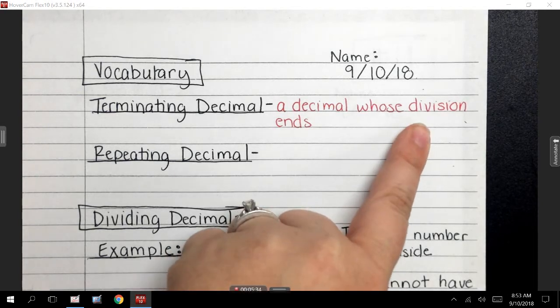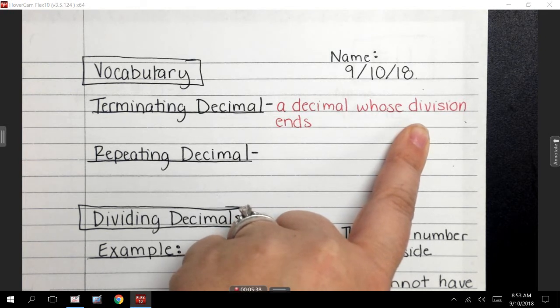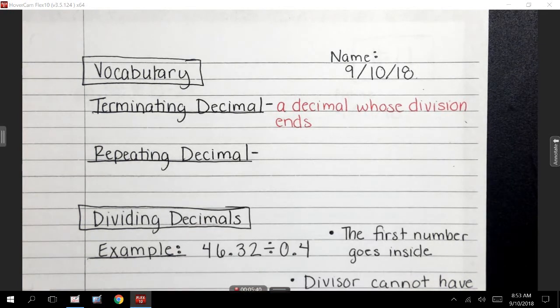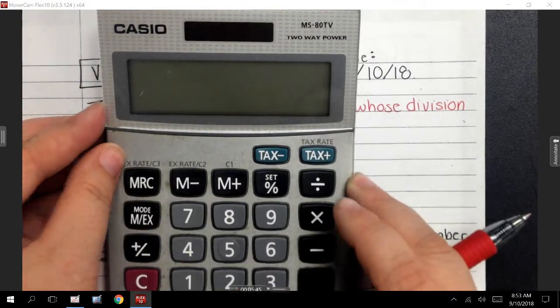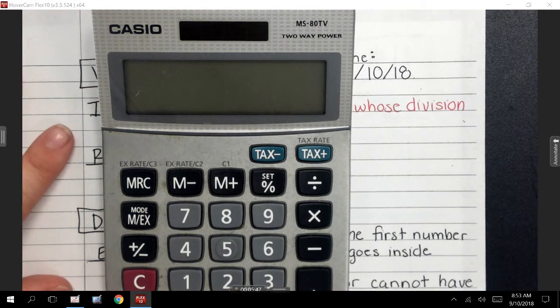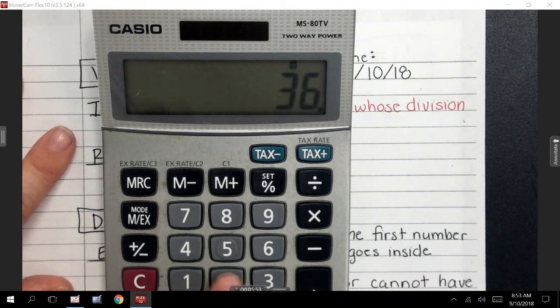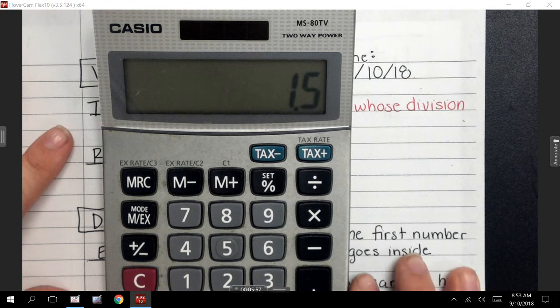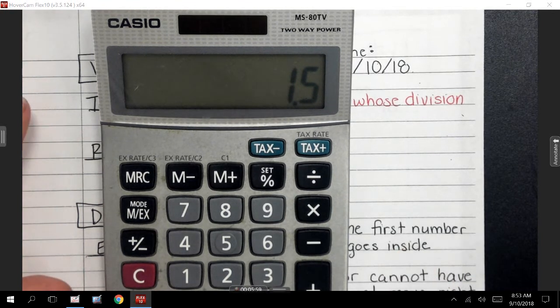On division, it might not end right away. It might not end at all. So we're going to talk about that, what's going to happen there. Some of us might not even realize all these decimals that we're working with come from division. So, for example, if I have 36 divided by 24, it didn't go in perfectly, but it gave me 1.5. That's where I got that decimal because it didn't go in perfectly.